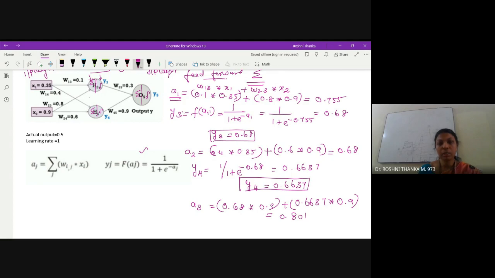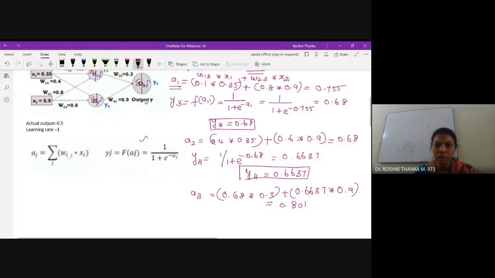0.801. So this is only the first part, the summation, and then we have to apply the activation function. That is the output we get as y5.